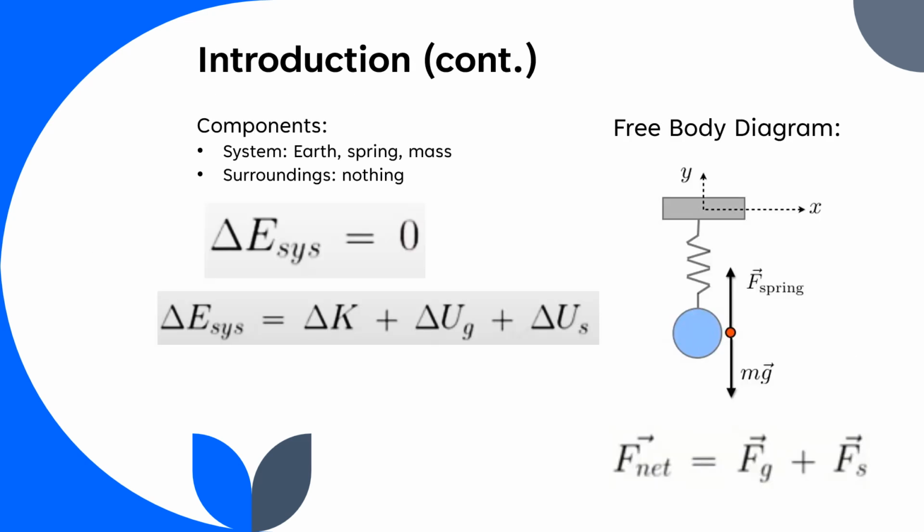If we throw all interacting parts that do work on our object into the system, then we have nothing left in the surroundings that will perform work. Therefore, there will be no change in the total energy of the system, and our work done by surroundings and our energy change due to temperature difference will be zero. However, since we now have multiple parts in our system, we must now consider the potential energies due to the Earth and spring. Our change in total energy equation will now comprise kinetic energy, gravitational potential energy, and spring potential energy. The free body diagram at static equilibrium models the forces acting on the system.